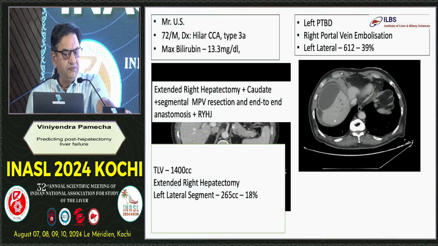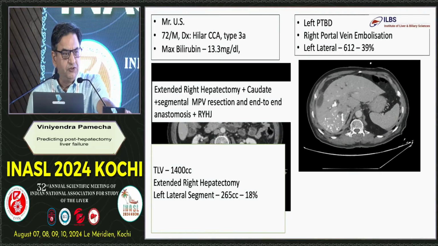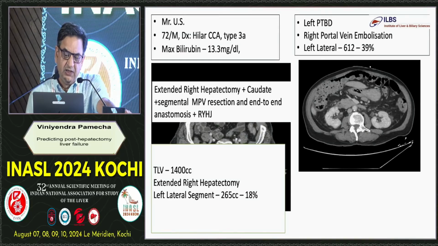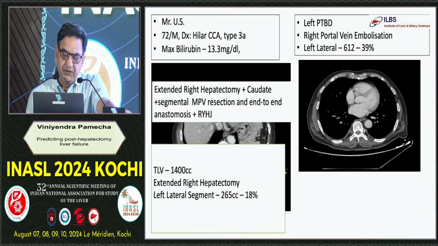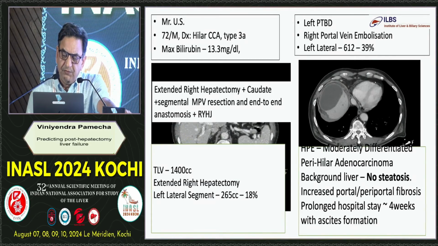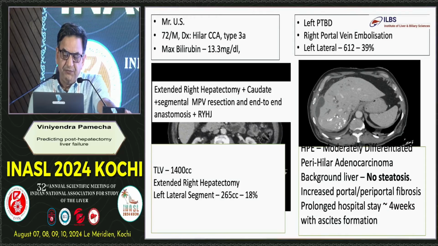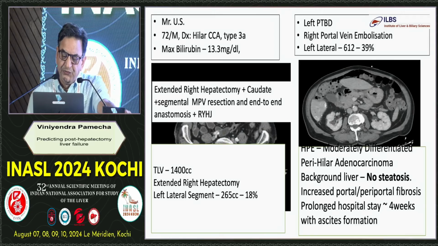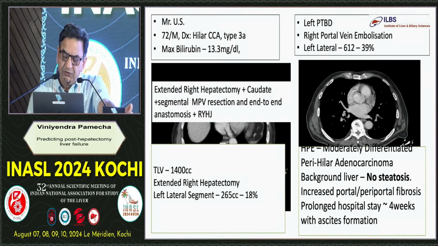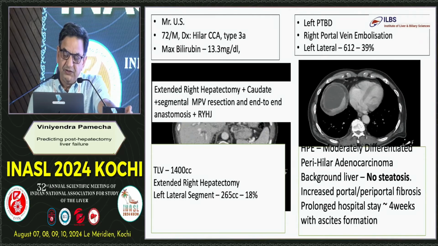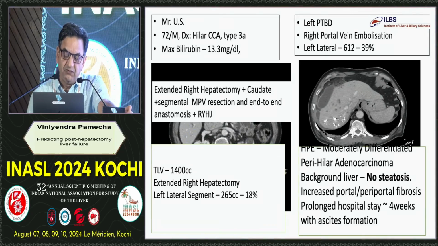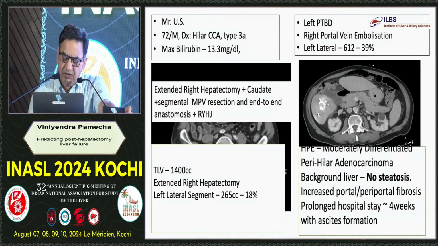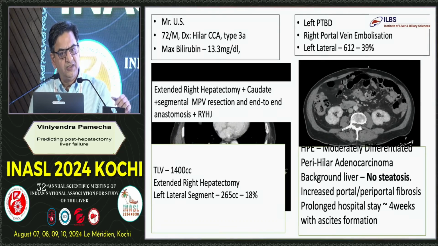And he underwent an extended right hepatectomy with caudate lobectomy, segmental resection of the main portal vein, and excision of the extrahepatic biliary tree as well. The biopsy showed moderately differentiated perihilar adenocarcinoma. In the background liver there was no steatosis, but increased periportal fibrosis. He did have a prolonged hospital stay of more than 4 weeks because of ascites formation, which may be related to the portal vein resection. So this is how you can enhance the volume.